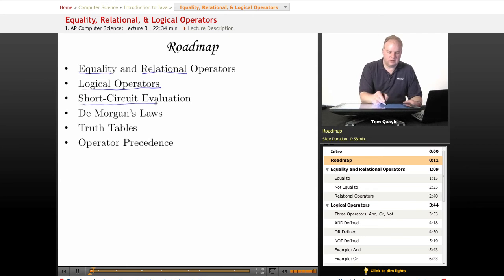We'll talk about short-circuit evaluation, which is a way that the compiler more efficiently evaluates the result of complex Boolean expressions. Talk about De Morgan's laws, which are a couple of laws that give interesting properties of Boolean values. We'll look at truth tables, which are a way of determining the value of a complex Boolean expression. And then finally, we'll conclude by talking about operator precedence. That is, when you have multiple operators in an expression, what order are they evaluated in?